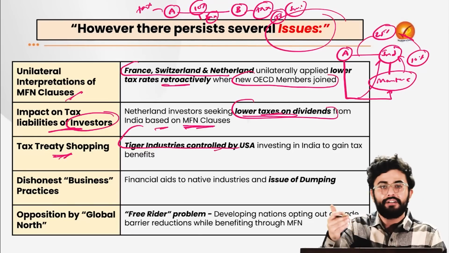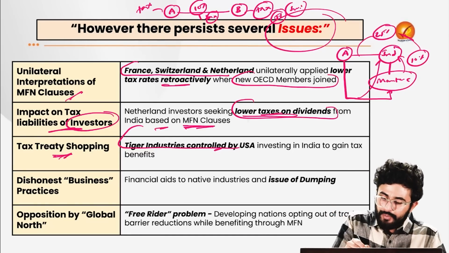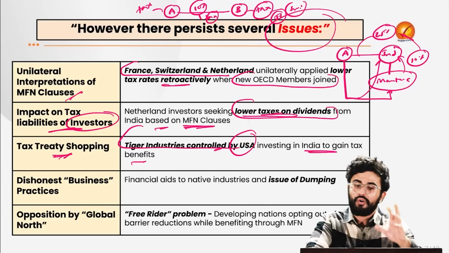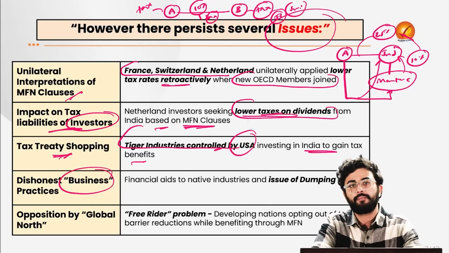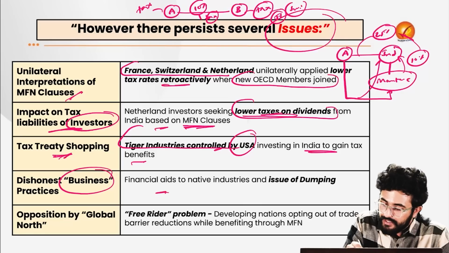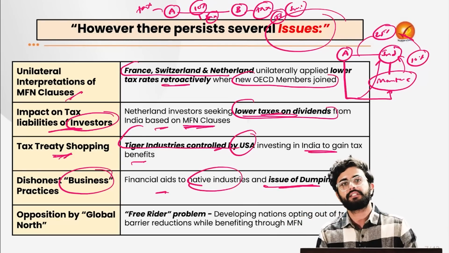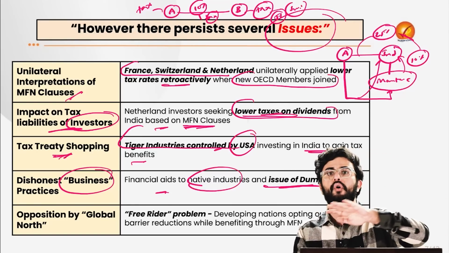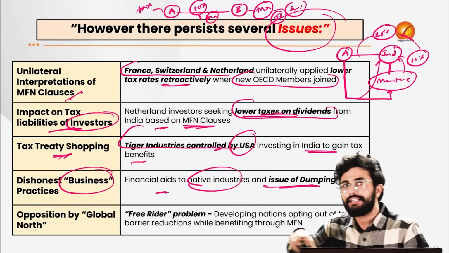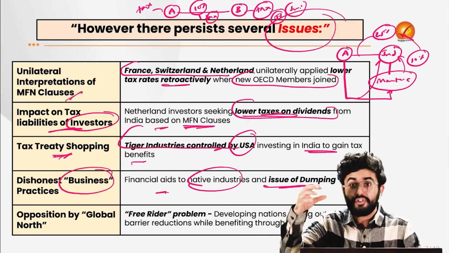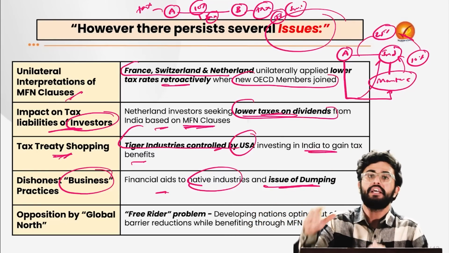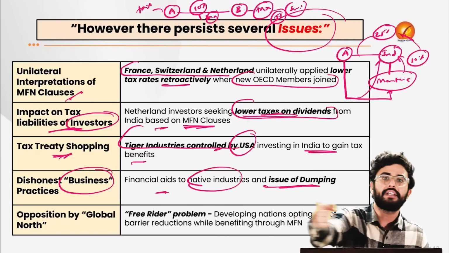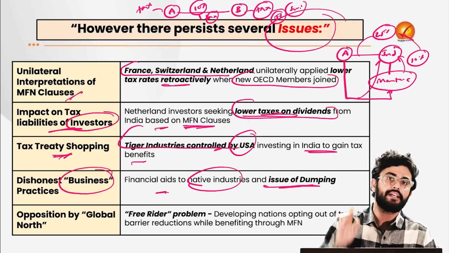This was the kind of industries in the tiger countries which were being controlled by the USA, investing in India to gain the tax benefit as we discussed. Then a lot of dishonest business practices also started springing up, where financial aids to native industries and the issue of dumping start taking place. For example, if I have to put a uniform import duty on the products of all other countries, I can indirectly start providing various kinds of benefits to my industries, not directly, through which the product cost comes down, and this cheaper product starts flooding the markets of other countries. That is something which China is doing.